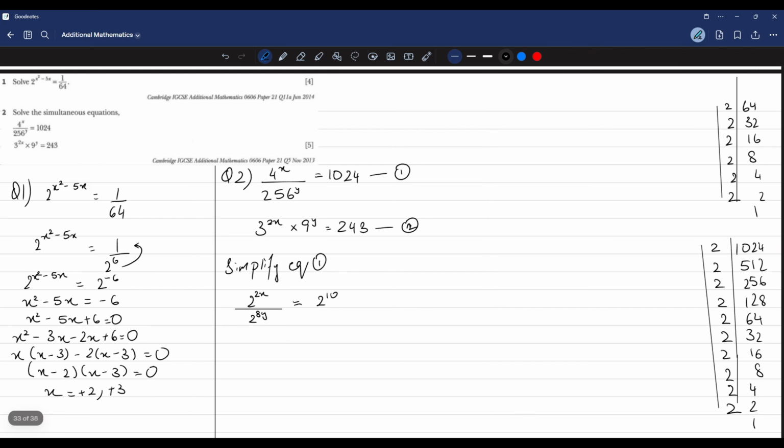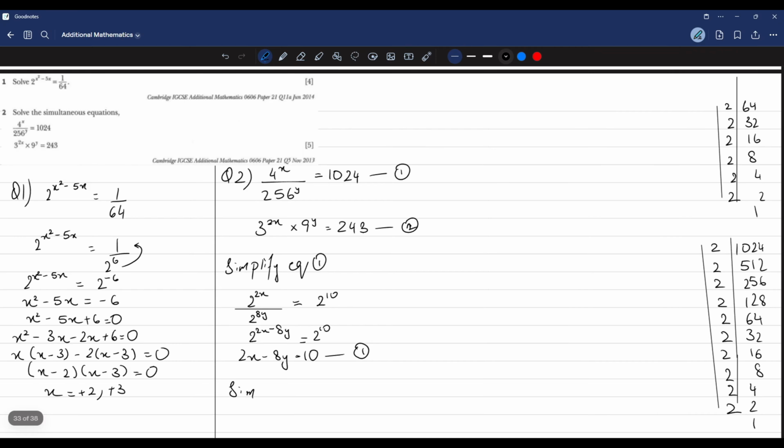Now, if we were to simplify this even further, we would get 2 raised to the power 2x, and as the bases are the same, we can subtract the denominator's power from the numerator's, equals 2 raised to the power 10. Now we can simplify this to get 2x minus 8y equals 10. So this is our new equation number 1, we'll call that.